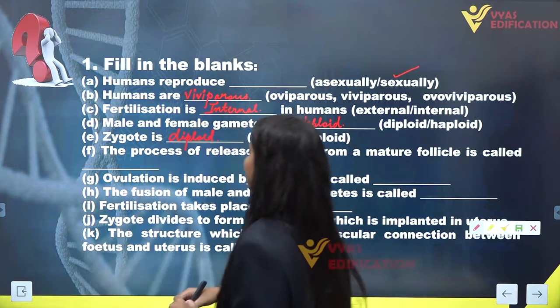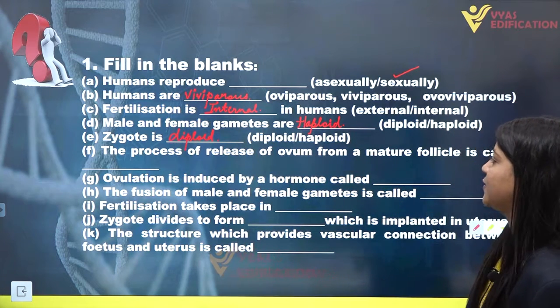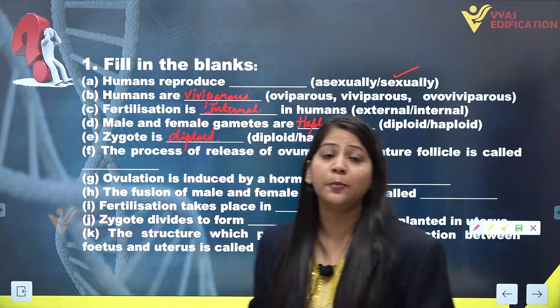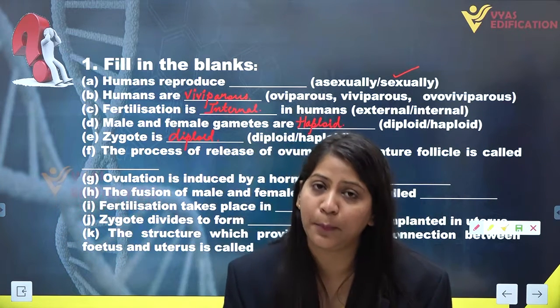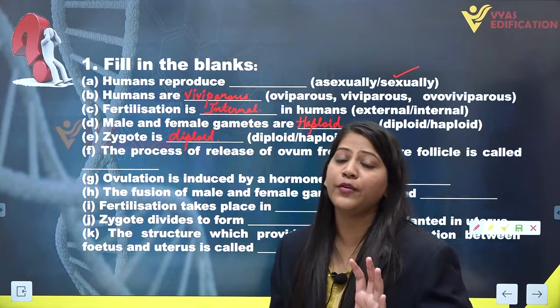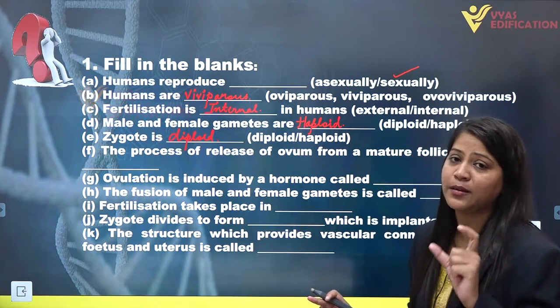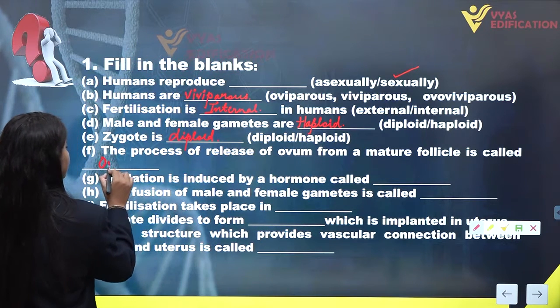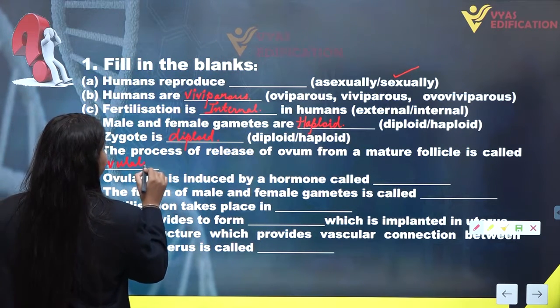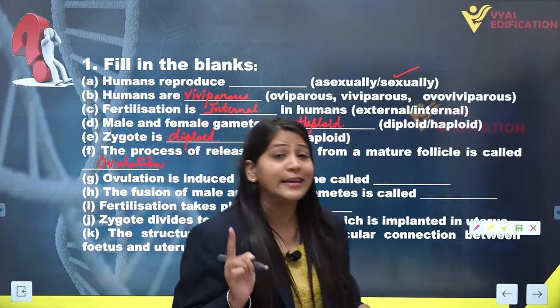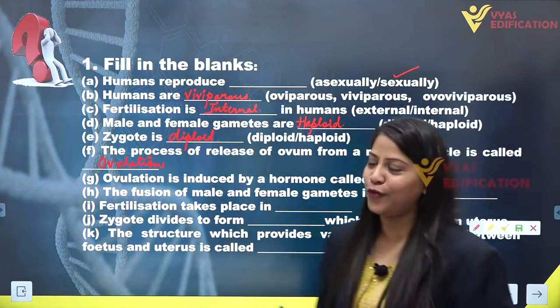Then next we have: the process of release of ovum from a mature follicle is called. We know that the process of release of ovum from the ovary into the fallopian tube is known as ovulation. So this is ovulation. The process of release of ovum from a mature Graafian follicle is known as ovulation.